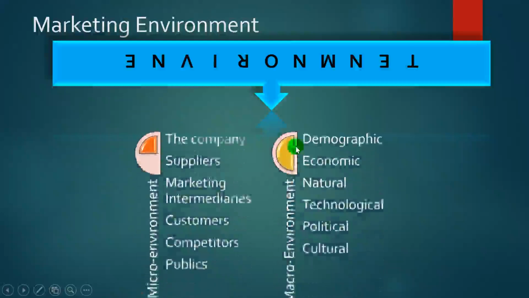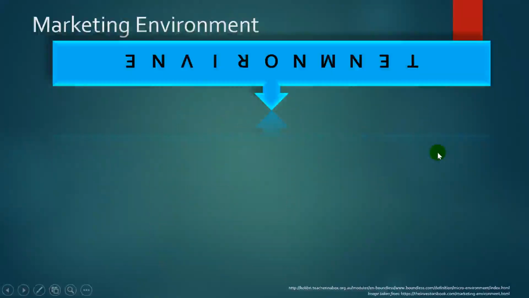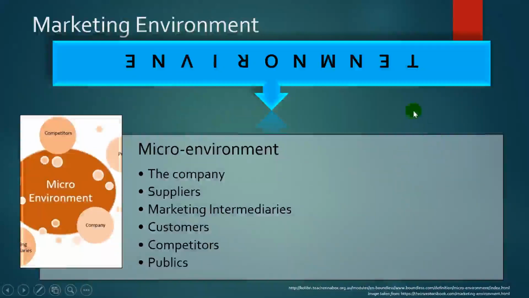Now, environment itself is divided into two big categories. The first one is micro environment, and the second one is macro environment. Each environment is also subdivided again into some small categories, which later we are going to discuss one by one. So let's start. The first one is micro environment.